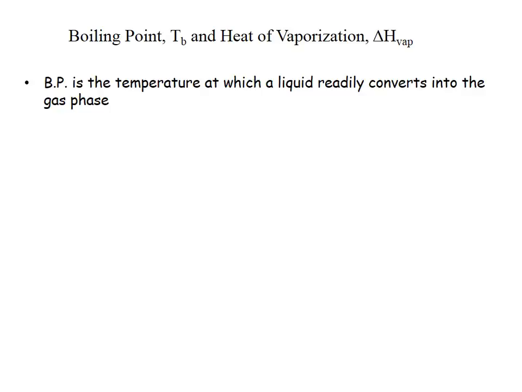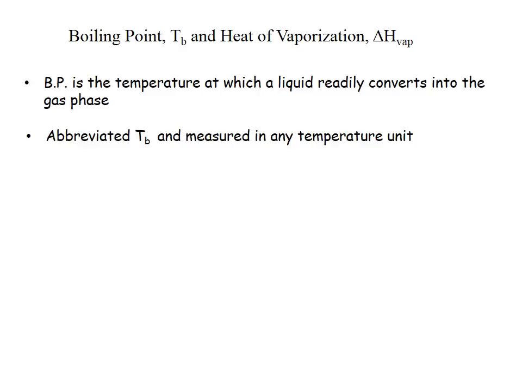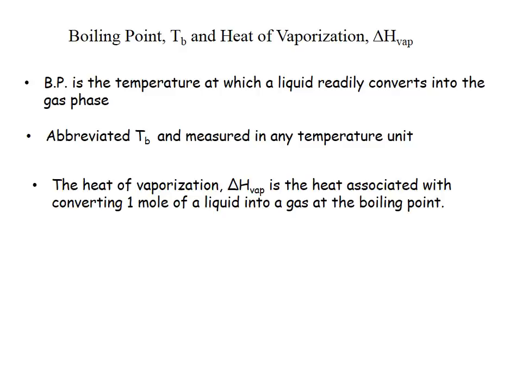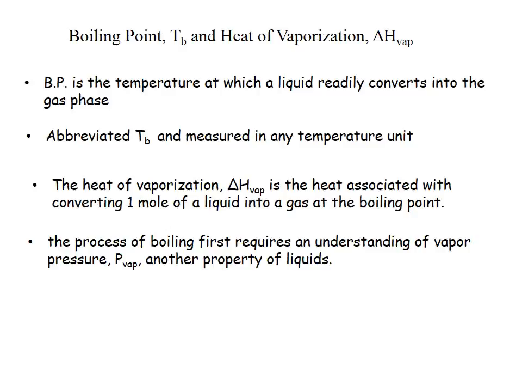Let's first cover boiling point, which is similar to heat of vaporization. Boiling point is the temperature at which a liquid readily converts into the gas phase. Now, we don't really talk about a condensation point. Doesn't seem fair, but we only talk about boiling point. Abbreviated T sub B, and of course, again, measured in temperature units. The heat of vaporization is related. It is the heat associated with converting 1 mole of a liquid into its gas at the boiling point. Now, the process of boiling is something that I want to talk more about, and in order to do that, we really need to understand another property of liquids, which is vapor pressure. So let's talk about vapor pressure for a few minutes.